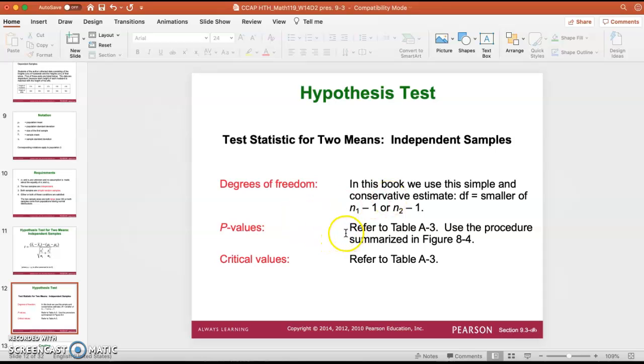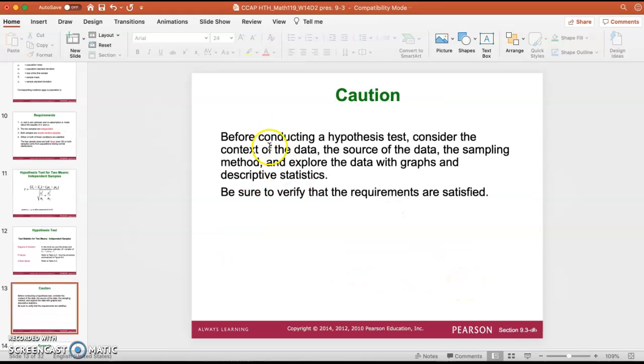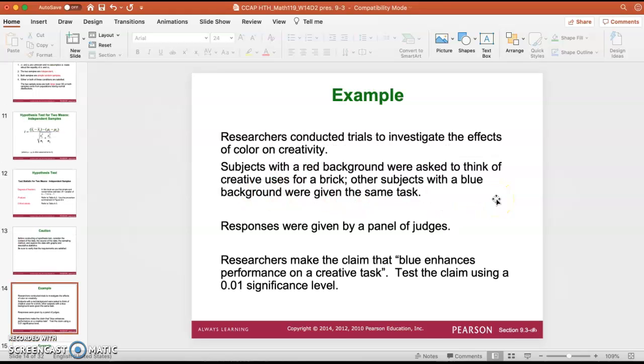And as for p-values, we're going to use technology primarily, and then you can also get estimates from the t-table, but we can primarily use the t-table for getting critical values. Just a caution: before conducting a hypothesis test, consider the context of the data, the source of the data, the sampling method, and explore the data with graphs and descriptive statistics. Be sure to verify that the requirements are satisfied. Alright, then we'll go and do an example here.